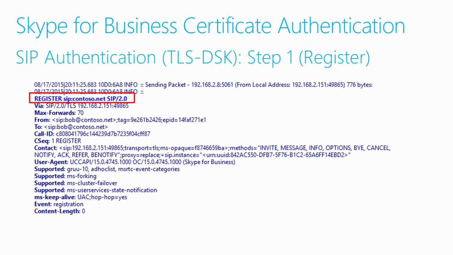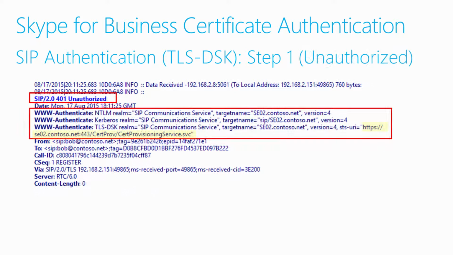So here we can see that in the SIP log, this is the register that the client sends, where the client just says, hey, I would like to register. And coming back, the client is being told, well, you can use NTLM, you can use Kerberos, and you can use TLS-DSK. And if you're going to use TLS-DSK, this is the third provisioning service URL where you need to go.